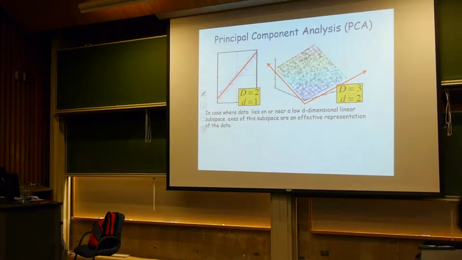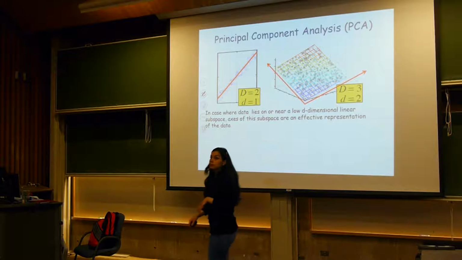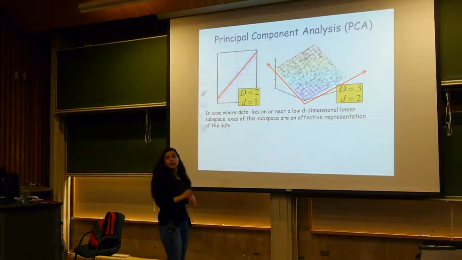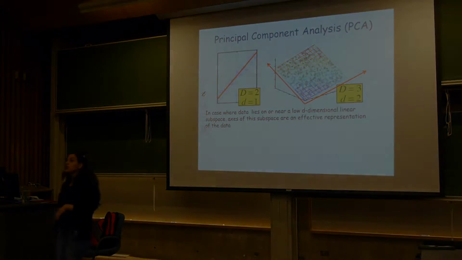As you can see in these two pictures, in the case where the data lies on or near a lower dimensional linear subspace, an effective representation of the data is to use the axes that define that subspace. Here, an effective representation would be to just represent the points according to this direction. Or here, it would be to represent the points according to the directions that define the subspace. Do you guys have any questions?